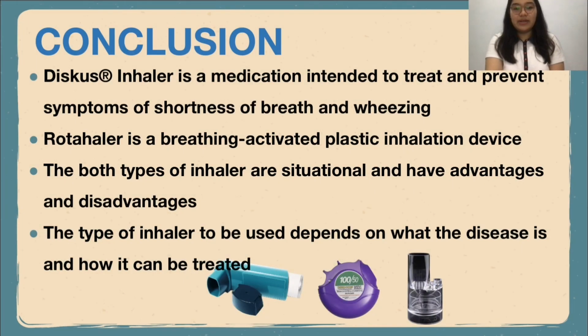Discus inhaler is a medication intended to treat and prevent symptoms of shortness of breath and wheezing caused by asthma or COPD. A rotahaler is a breathing-activated plastic inhalation device. As you breathe in, the rotahaler releases medicine from the rotacap. In conclusion, both of the said types of inhalers are situational and have advantages and disadvantages. The type of inhaler to be used depends on what the disease is and how it can be treated.